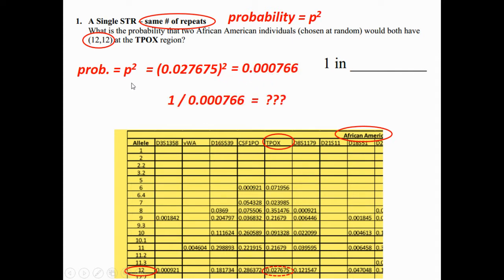What do you do with that? You take 1 divided by that probability, and what does that give you? That gives you 1,305.5. Round that off to the nearest whole number, and the answer is there's a 1 in 1,306 chance that two African American individuals who are chosen at random would both have 12 repeats and 12 repeats at the TPOX region. Let's try a different one.